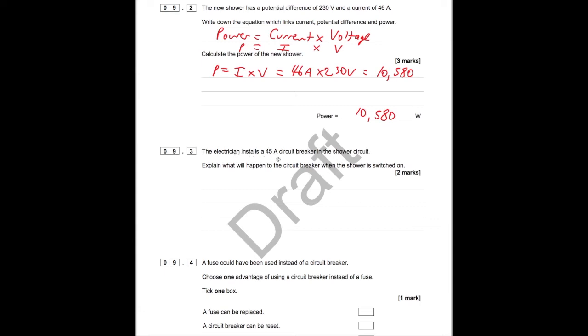The electrician installs a 45 amp circuit breaker in the shower circuit. Explain what will happen to the circuit breaker when the shower is switched on. 46 amps of current that the shower needs will make the 45 amp circuit breaker trip, and that will break the circuit and switch off the current. So your shower won't work.